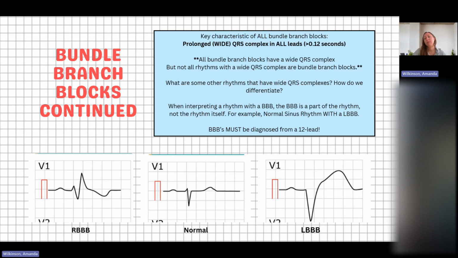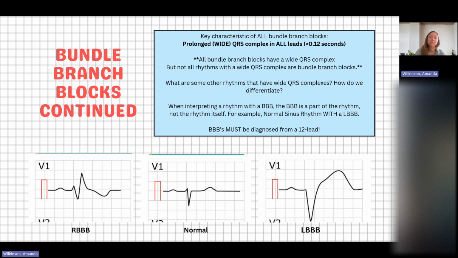So the hallmark of any bundle branch block is a prolonged QRS complex, again, greater than 0.12 seconds in all leads. Here's an important distinction. All bundle branch blocks have a wide QRS, but not all wide QRS rhythms are bundle branch blocks. So what else causes wide QRS complexes?